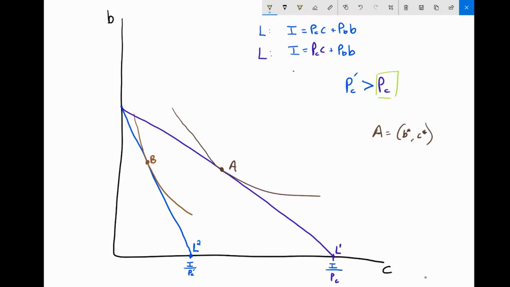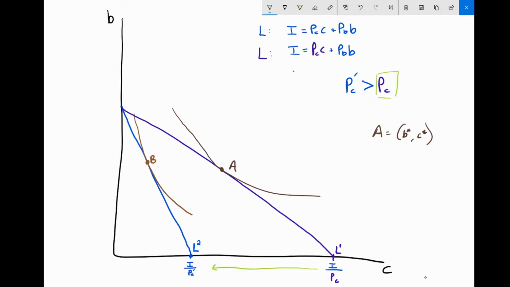Okay, so now what we want to do is get an idea of how a change in the price of coffee affects demand. How does a change in the price of coffee affect demand? So what we're going to do is assume that the price of coffee is going to go up. The price of coffee is going up from PC to PC prime.